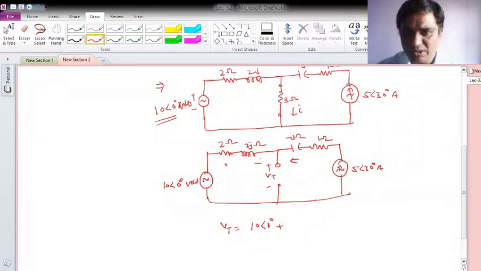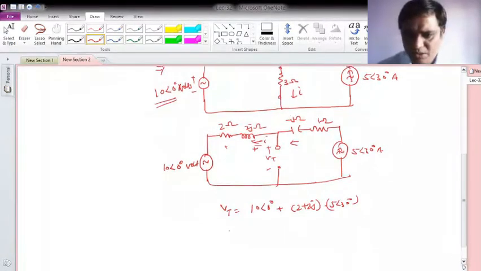So current is how much? Current is 5 angle 30 degrees moving in this. Okay, so this way current is moving that way. So this will be positive and this will be negative. Let's say these are my polarities. So what I'll do, I'll take this 2 plus 2j multiplied with 5 angle 30 degree, and if you solve in polar domain, it comes out 9.32 with angle 45 degree.